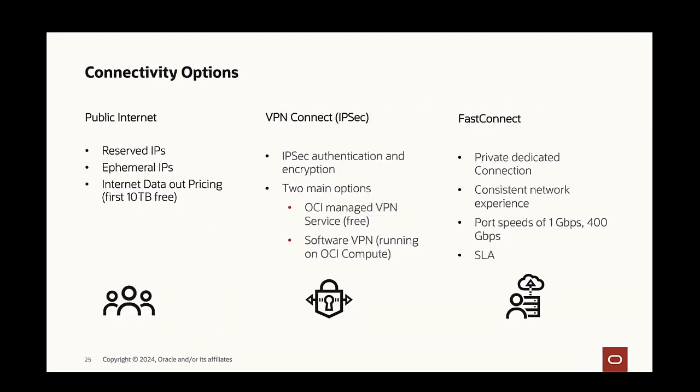And then diving into some of the different connectivity options, you have the public internet. You also have VPN Connect, which is now labeled site-to-site VPN. This provides a site-to-site IPsec connection between your on-prem network and your VCN. And with FastConnect, you would have more of that dedicated connection with an SLA, or service level agreement. We'll be diving a little bit more into these in the next few slides.